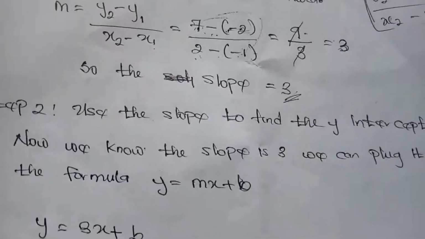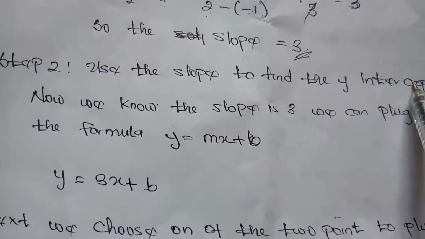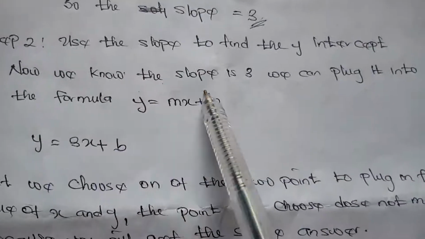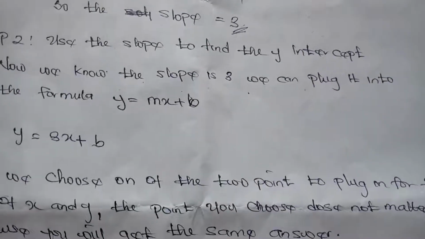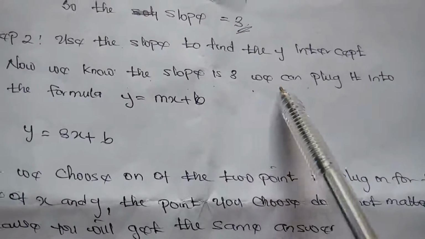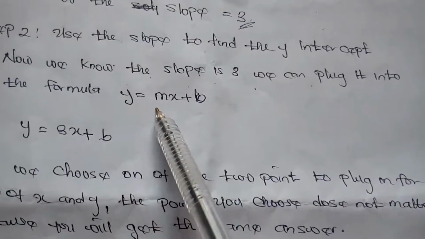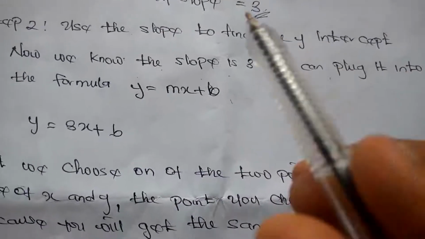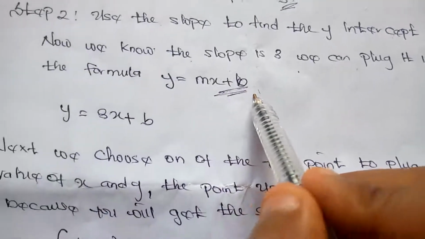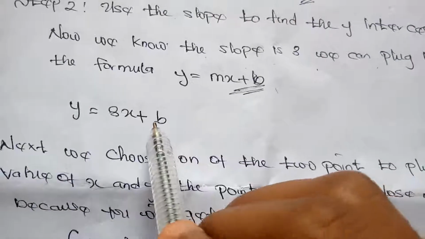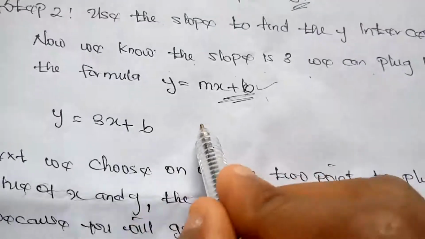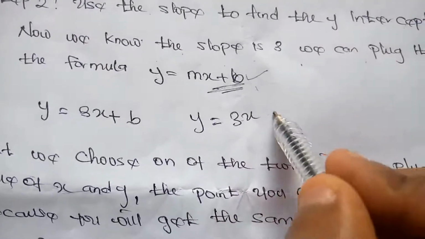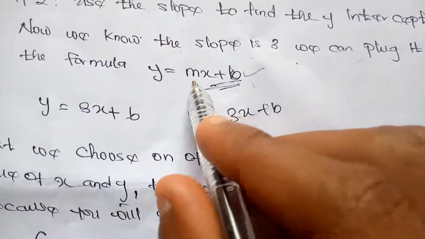Now step 2, use the slope to find the y-intercept. Now we know the slope is 3. We can plug it into the formula y equals mx plus b. This is our line equation formula. So we are plugging 3 into the formula to get our intercept b. So we have y equals 3x plus b. Replace m by 3.